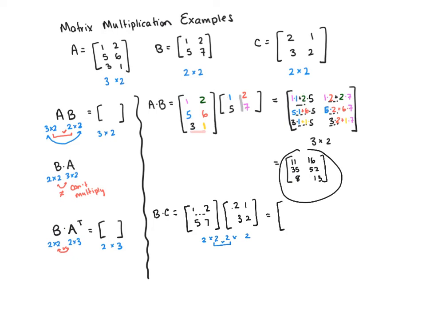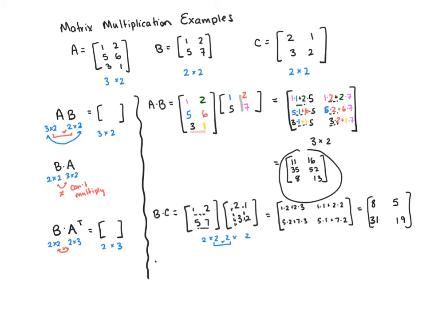So I go row by column, so I get 1 times 2 plus 2 times 3. Row by column, 1 times 1 plus 2 times 2. Row by column, 5 times 2 plus 7 times 3. And then row by column, 5 times 1 plus 7 times 2. So I end up with 2 plus 6 is 8, 1 plus 4 is 5, 10 plus 21 is 31, and 5 and 14 is 19. I'll make that 31 slightly more readable. And that would be the product of C times B.